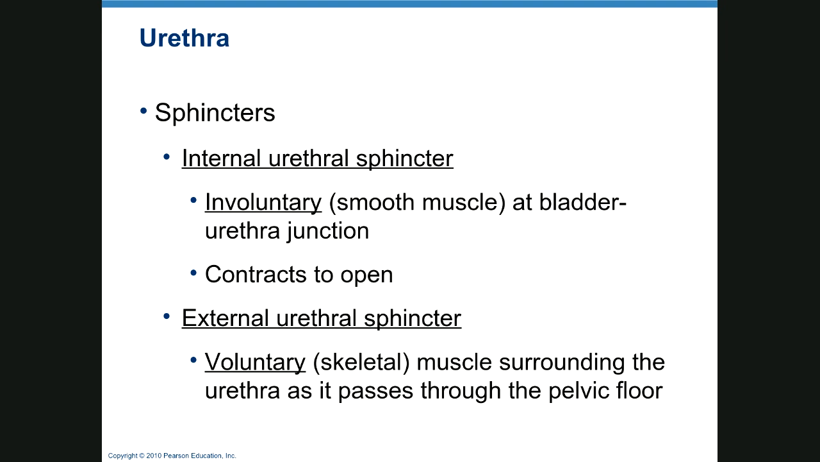Okay, sphincters. The internal urethral sphincter is involuntary. It contracts to open. The external urethral sphincter actually contracts to hold the urine in and relaxes to let it out. It's voluntary, skeletal muscle, and the next slide here.